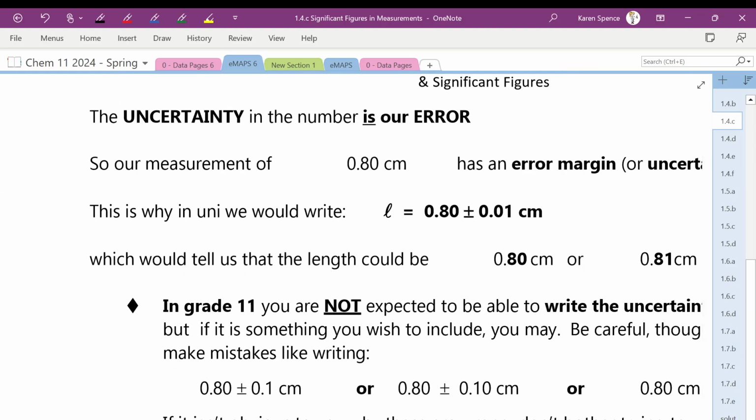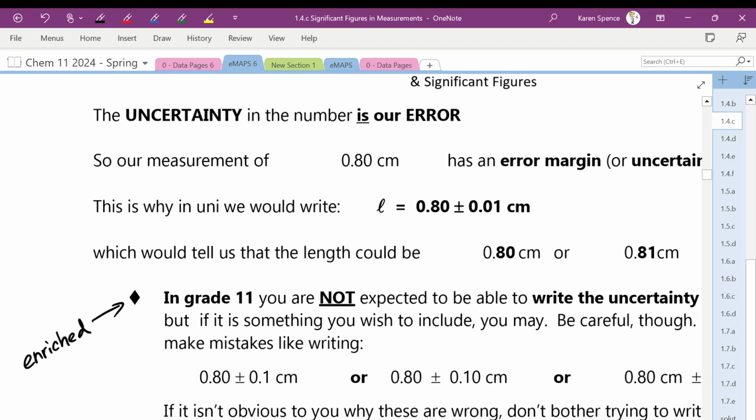Now, this here is a black diamond thing. What does black diamond mean? It means it is enriched. So if you want to just put your head down for a minute, if you're not interested, you can take a little nap.